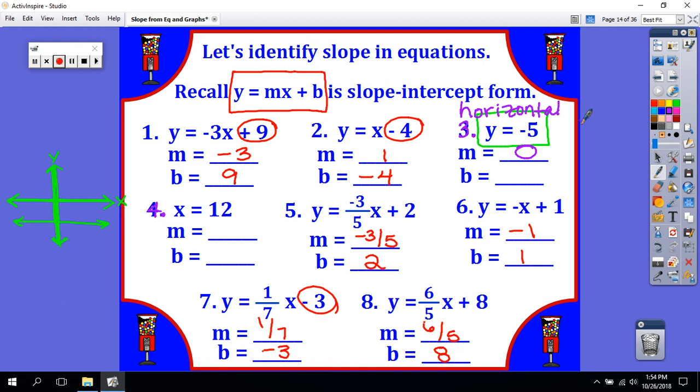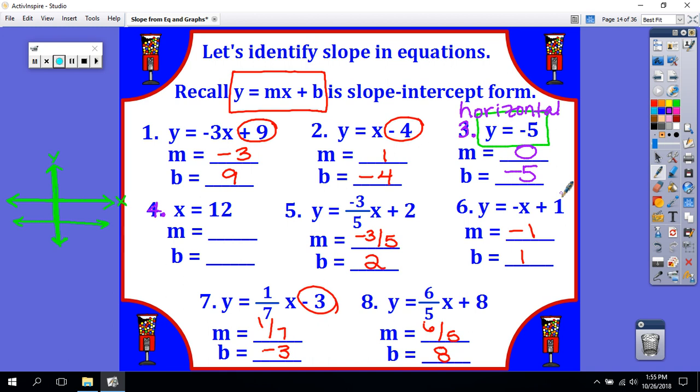All right, and where is it going to cross the y-axis, did we say? At what number? At -5. So the y-intercept is -5. So for the line y equals -5, it's going to be a horizontal line with a 0 slope, and it's going to cross the y-axis at -5.